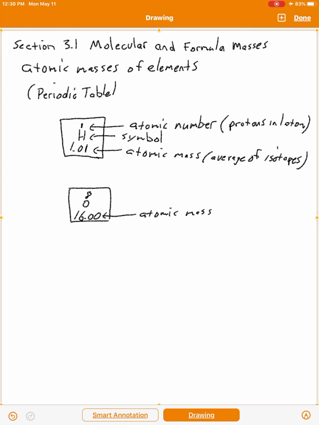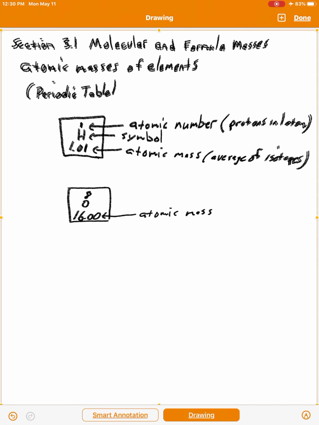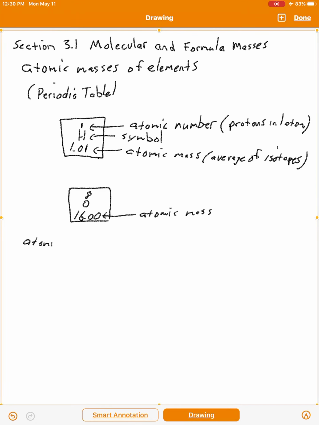Now what are the units? 1.01 what? Atomic mass units are the units we're going to discuss, and it's typically abbreviated AMU. Now this is not technically precise. If we really wanted to look in very great detail at this, the units would be a little bit different than this. But for any general chemistry course, this usually suffices. Atomic mass units, which are AMU.